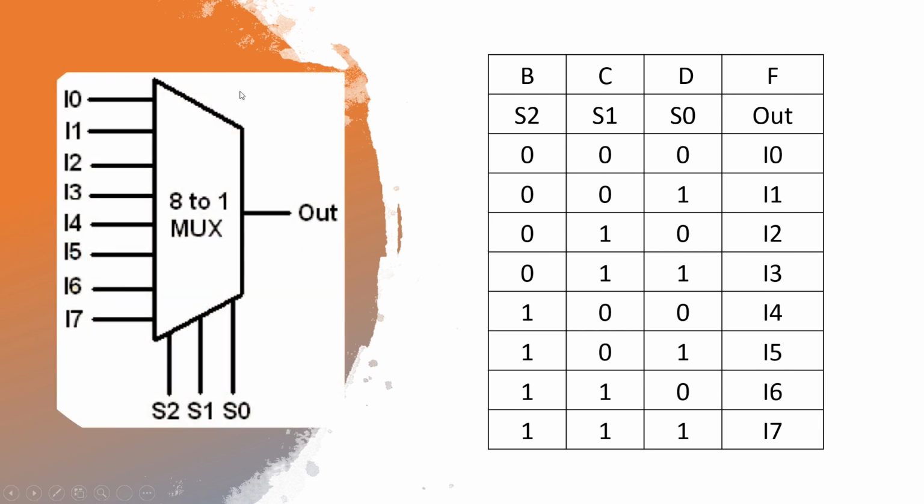So this is the circuit diagram of the 8-to-1 multiplexer. It has 8 inputs which are from I0 to I7. It has 3 selects from S2 to S0, and it has 1 output. For example, when B, C, D are all 0, it means that S2, S1, and S0 are all 0. The input selected will be I0 and it will be output. Okay. So similarly, when B, C, D are all 1, it means S2, S1, S0 are all 1. The input selected will be I7.